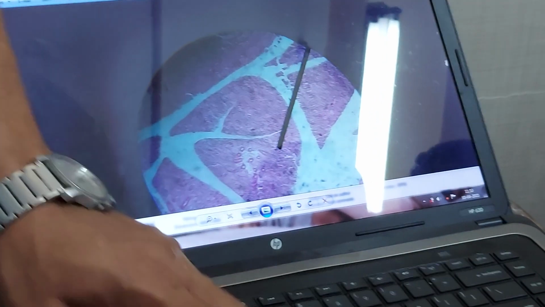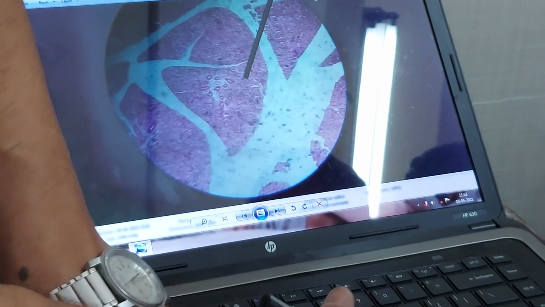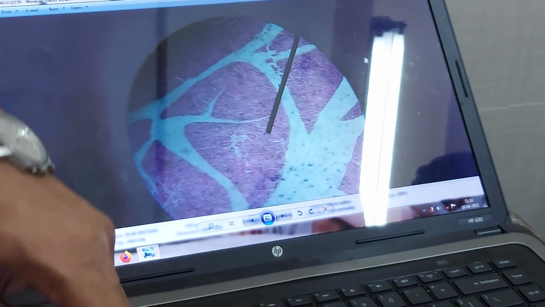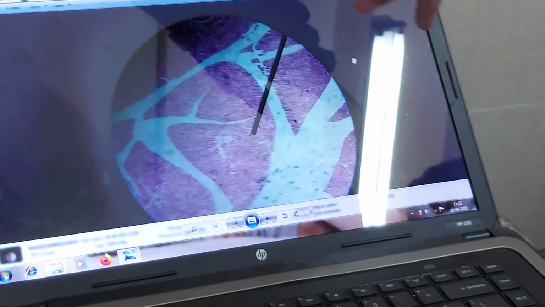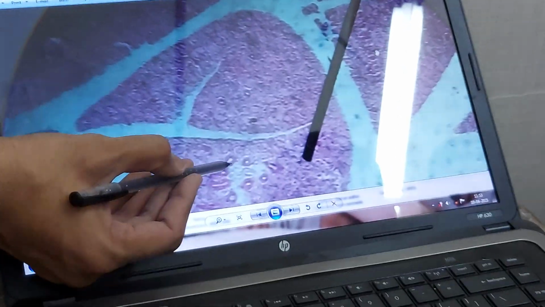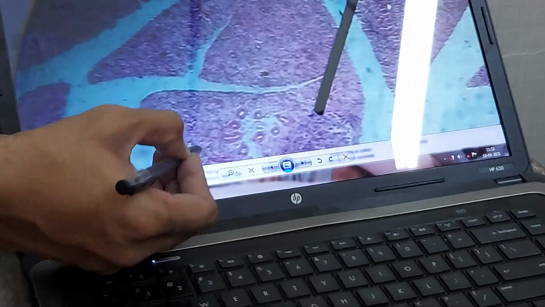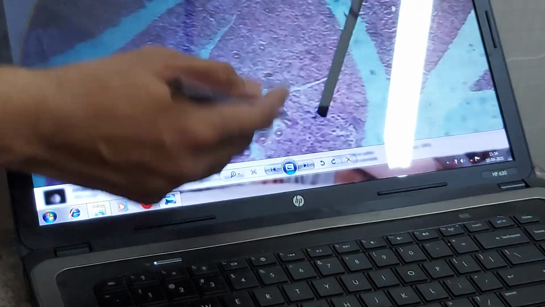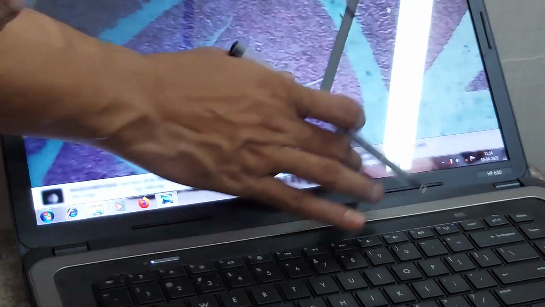What is this? Parotid. How can you identify? Very good. See, you can see there are thick walled ducts over here, circular and horizontal or vertical arranged ducts, right? And these are the glandular cells.